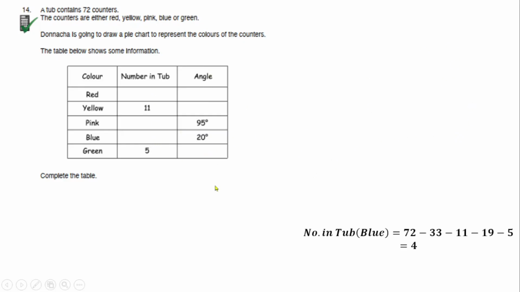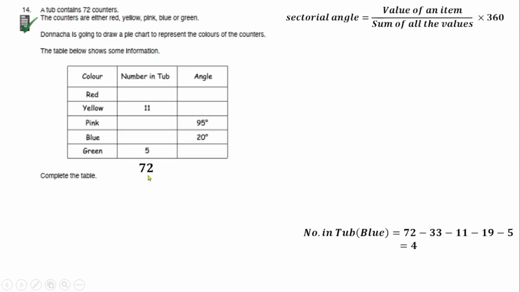Everything depends on that formula. And don't forget, we have been told that we have 72 counters. So sorry, a tub that we have to be talking about. You have been given the total number of tubs, and it's 72. So that means everything here should add up to 72. So we need this formula to be able to do this. So we have the total number of tubs here to be 72.